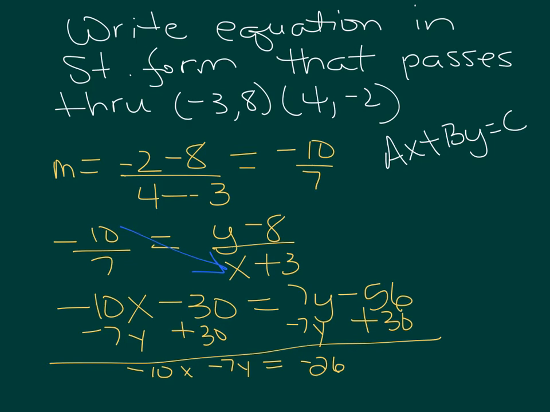Now, if you would stop there, that would not be standard form, because remember, standard form cannot have any fractions, cannot have any decimals, and a can't be negative. So right now, a is negative, so I need to divide the whole problem by -1. So my final answer is 10x plus 7y equals 26. That's what I get when I divide everything by -1.